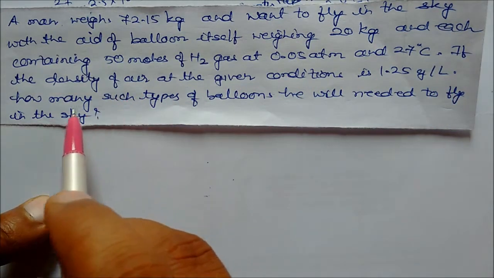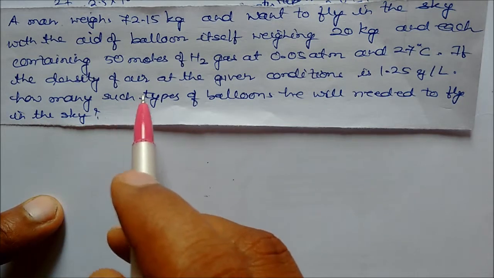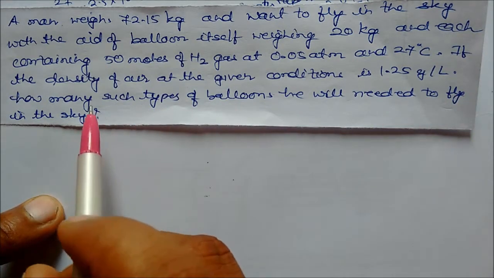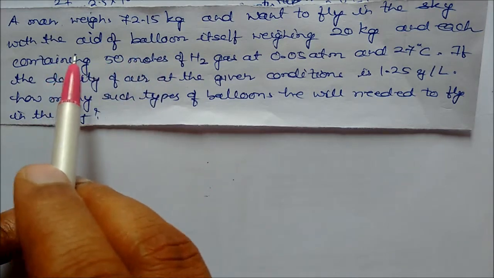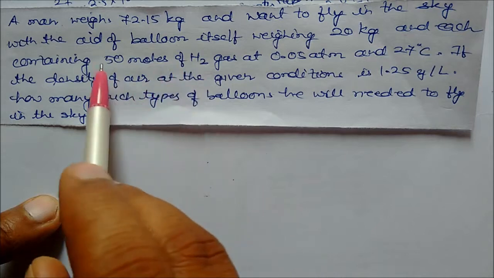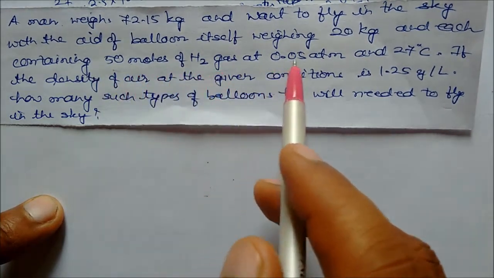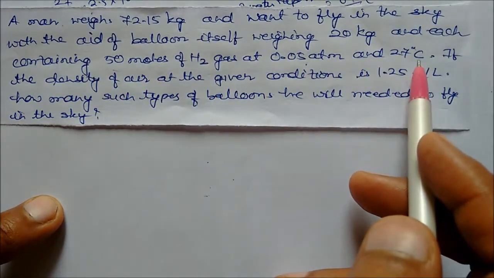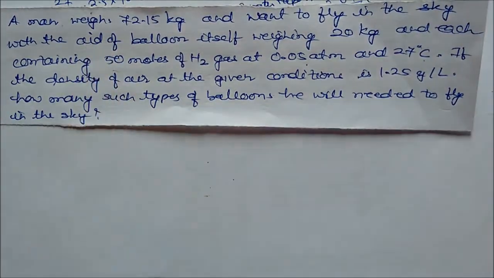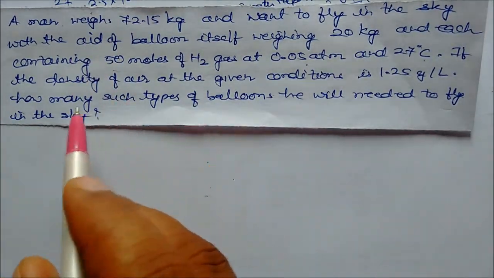So this is the density of air. So how many such balloons will he need to fly in the sky? This is the weight given, and the weight of the balloon is also 20 kilogram. Each balloon has 50 moles of hydrogen gas, and this pressure and this temperature are also given. Okay, so first we need to find the volume of each balloon.